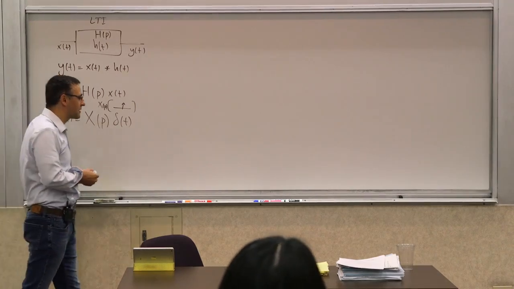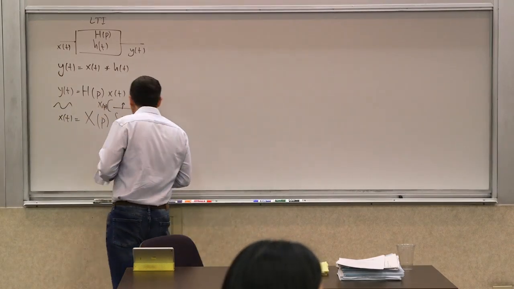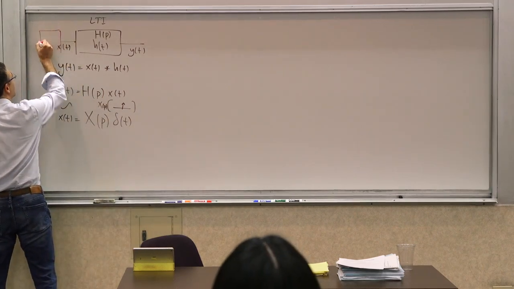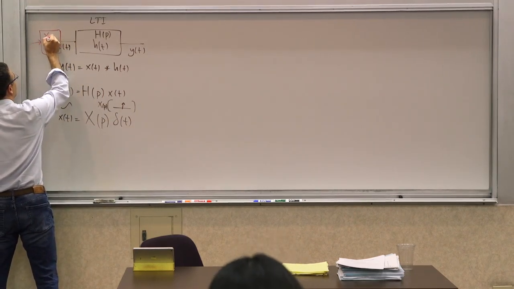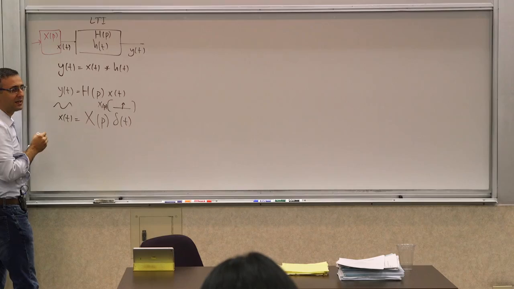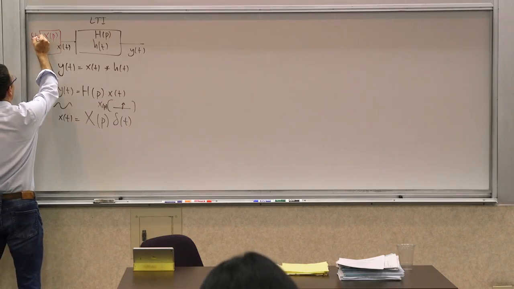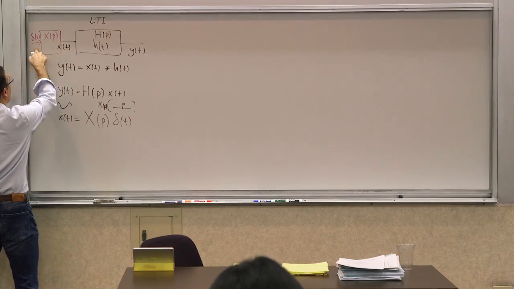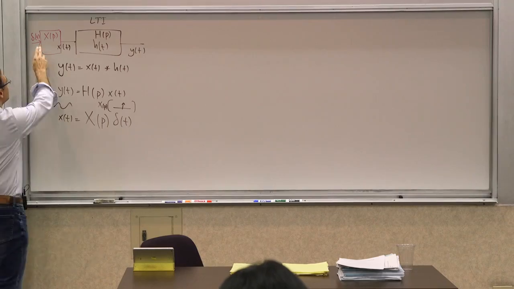Because if you think about that, what you're really saying is that it's as if I have another system here, system X of p, that generates x of t, lowercase x of t, off of delta of t. So it's like two systems being in cascade.